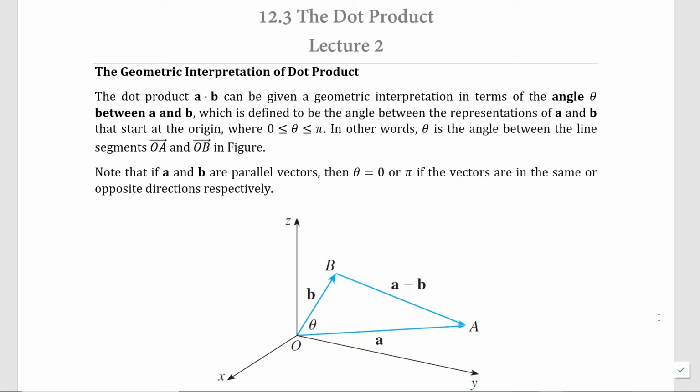Let's suppose theta is the angle between the vectors A and B, which is defined to be the angle between the representations of the vectors A and B that start at the origin, and the angle has measure 0 to pi. So if we have two vectors that are parallel to each other, their angle in between could be either 0 or pi, according to whether the vectors are parallel in the same direction or in the opposite direction.